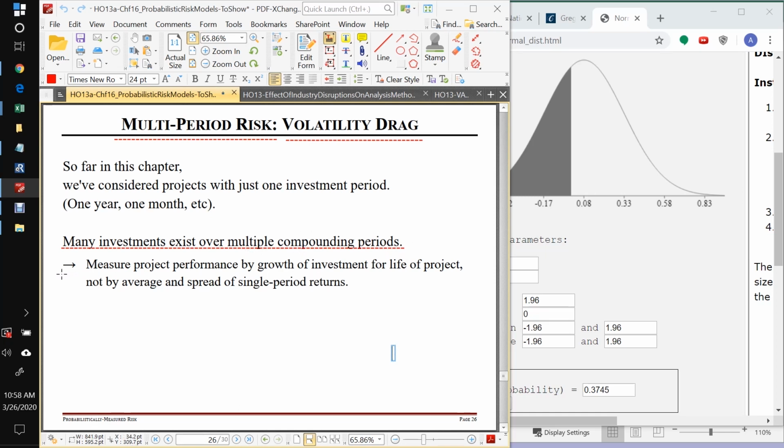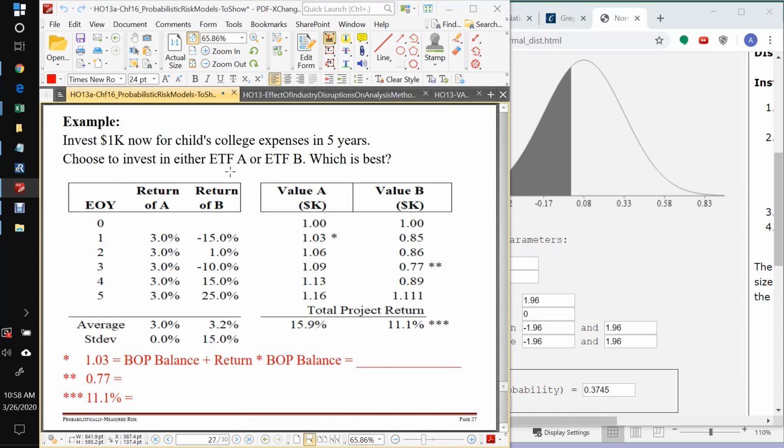So when we have multiple period projects, how do we want to evaluate them? We want to consider their performance by the growth of our investment over the life of the project, not by just the average and spread of our single period returns. So let's look at an example showing how this works. So if, for example, we're investing 1,000 to cover our child's college expenses at the end of 5 years, and we have just two choices: exchange traded fund A, ETF A, or exchange traded fund B, ETF B, and we want to know which is best.